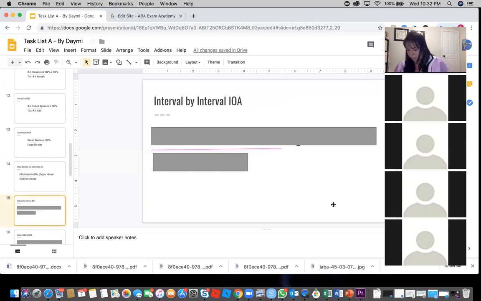Who wants to go for this one? Okay, so you would use interval by interval if you were looking at time sampling data, and you would put the number of total agreements over number of total intervals observed times 100. Perfect, that was great.